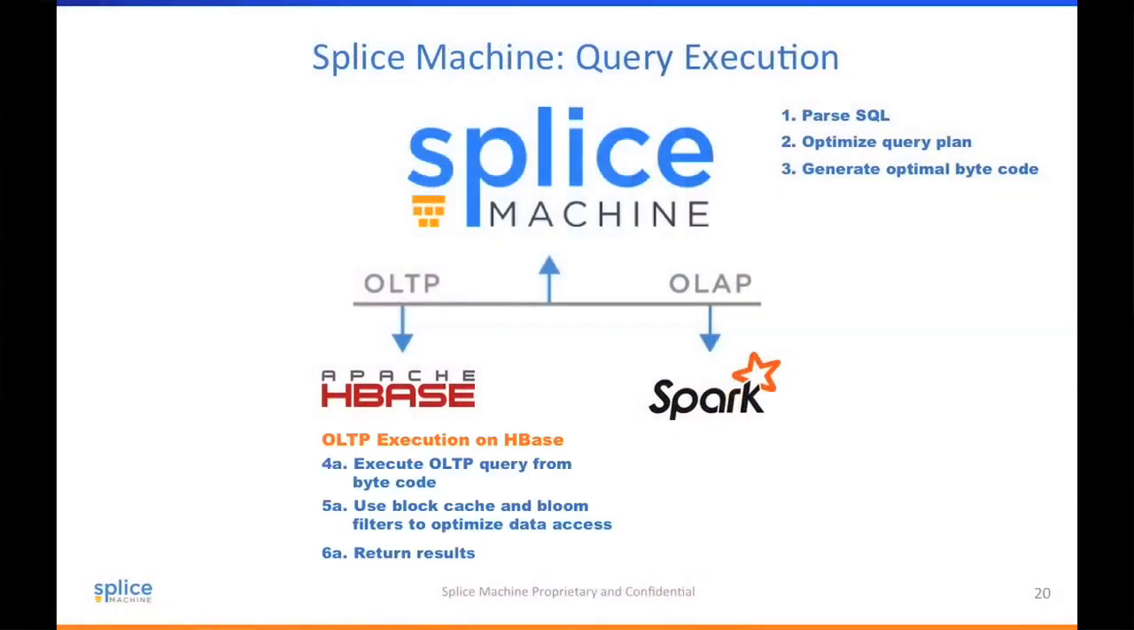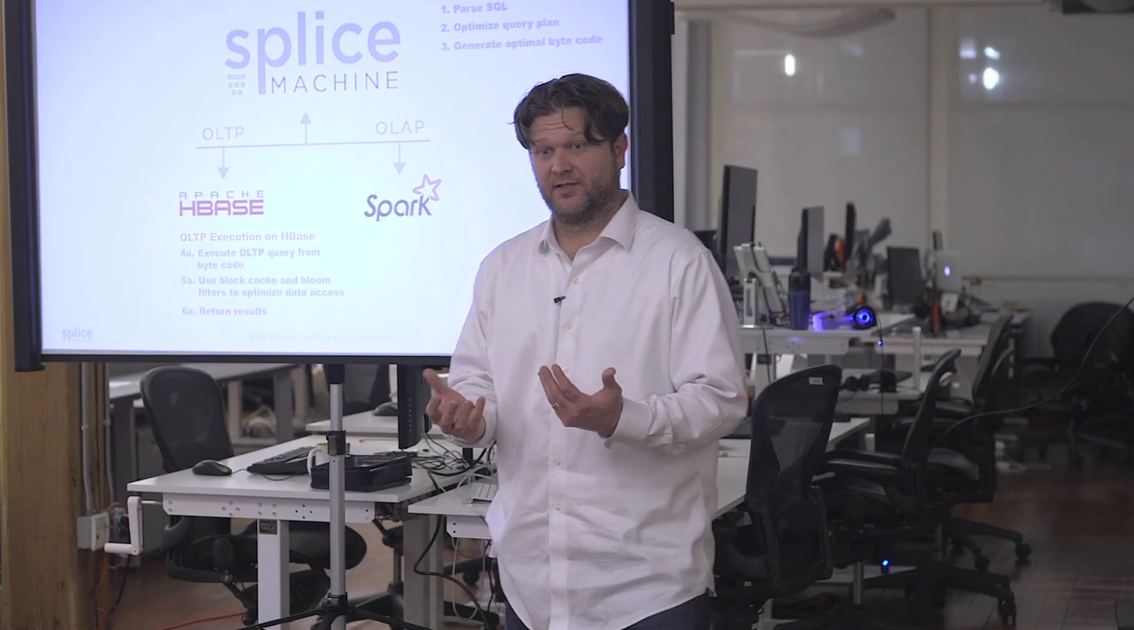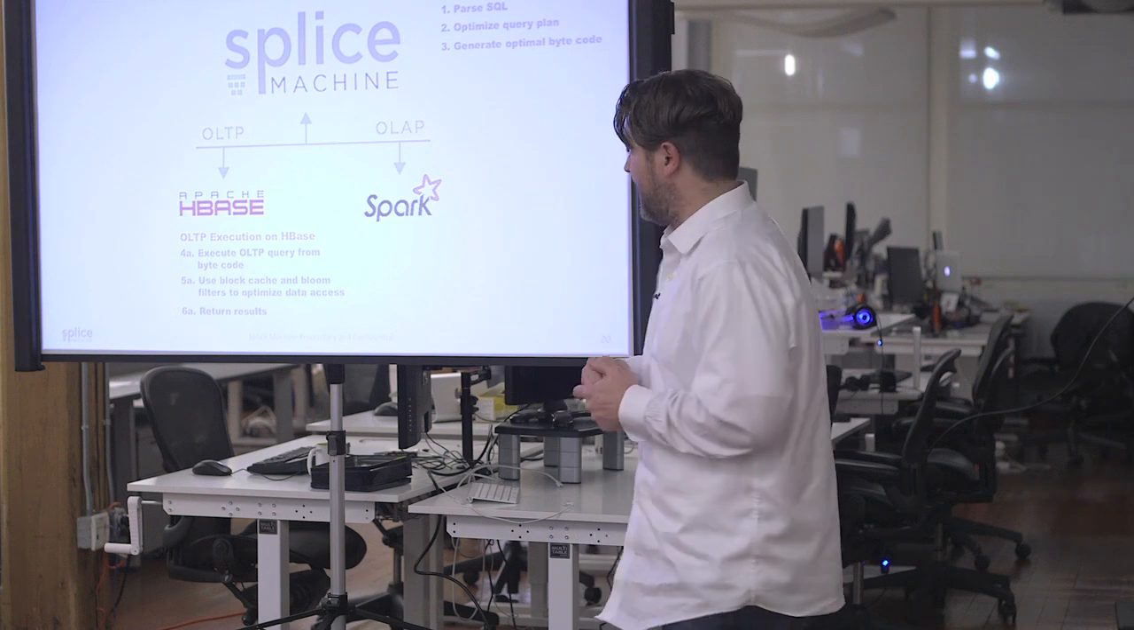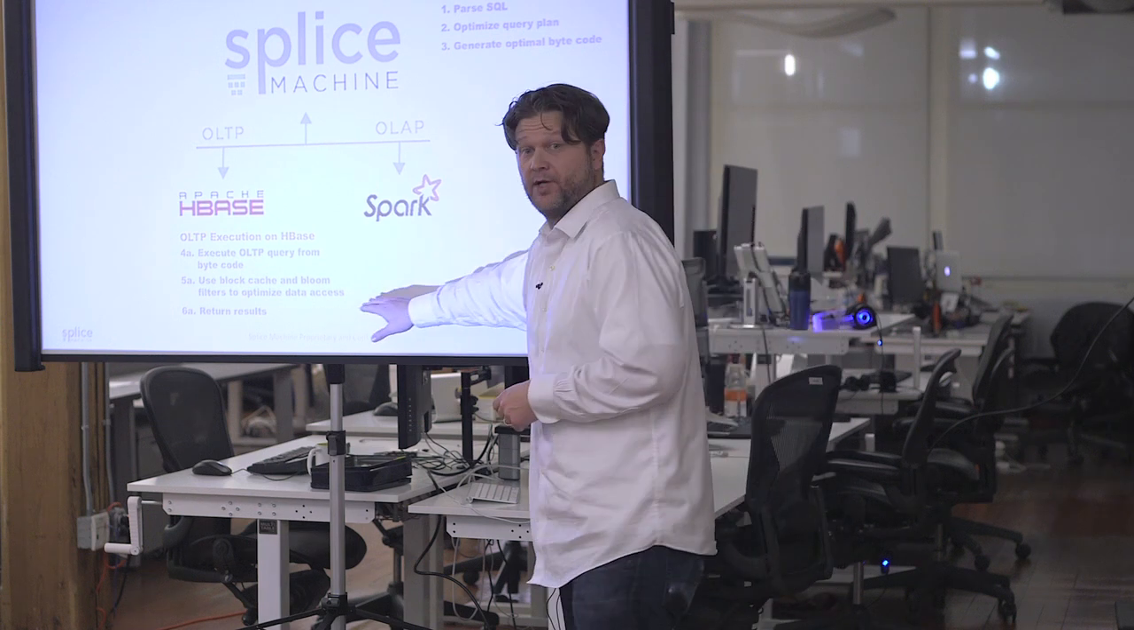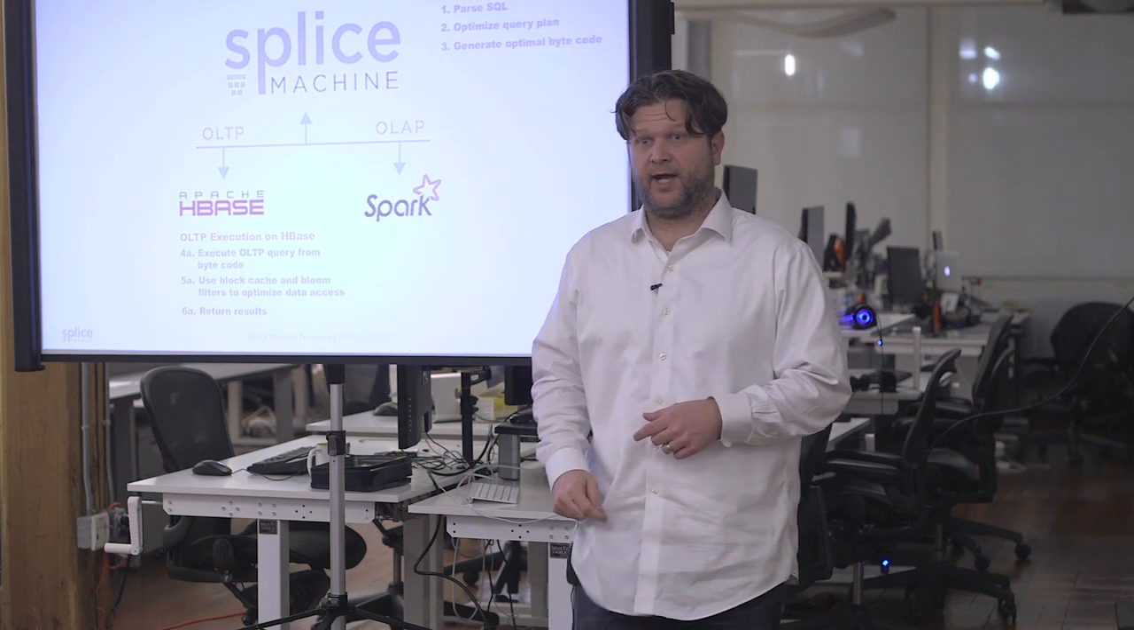It's going to generate the optimal bytecode. So it's actually going to generate bytecode that represents the plan. And if that cost and the size of the data is small enough, it's on HBase. It's going to execute the OLTP query directly from the bytecode, doesn't serialize anything over, uses the block cache and Bloom filters to optimize data access. This is really for real-time and quick access. And it's going to return the results. Okay?